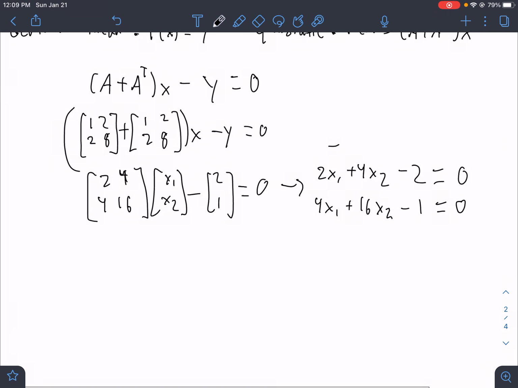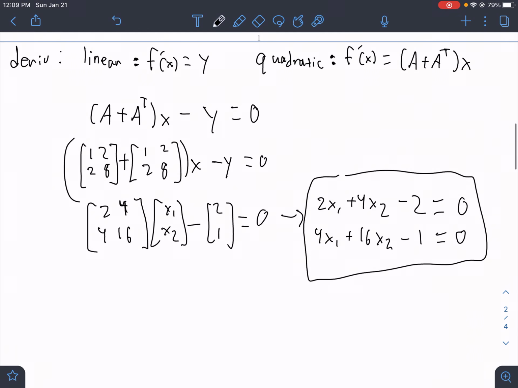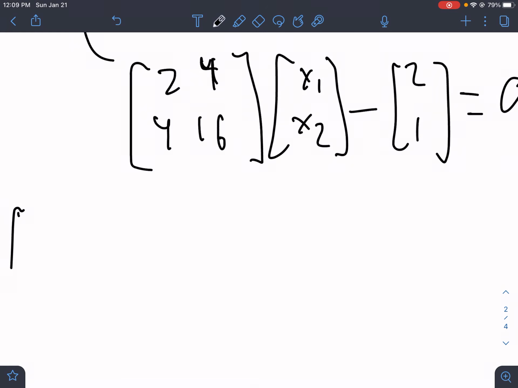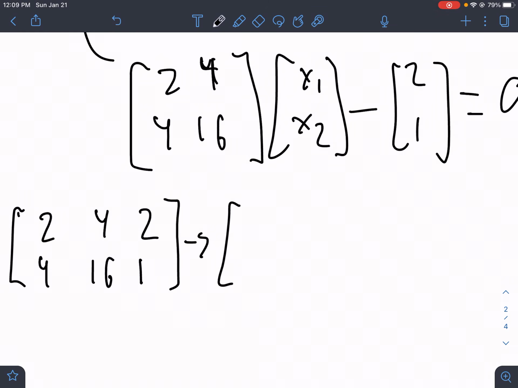All we need to do is solve for the values of x1 and x2. You could use any form of system of equation solution that you like. I prefer Gauss-Jordan reduction, so that's what I'm going to do. So here, I'm just going to lay it out: 2, 4, 2; 4, 16, 1. I'm going to reduce these. This is a linear algebra technique, so if you haven't taken that, you may not be familiar with this, and I would suggest using substitution instead. So I'm going to reduce these.